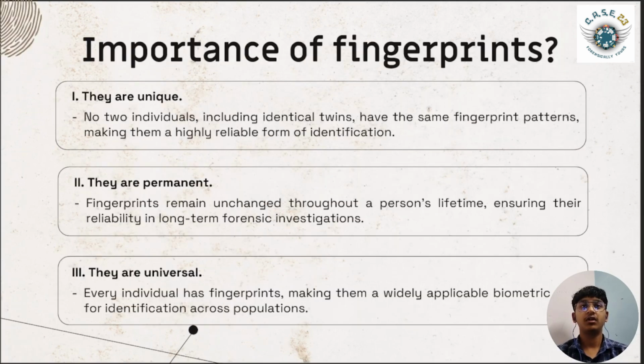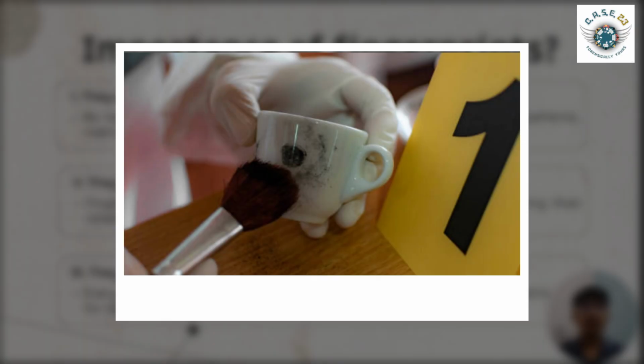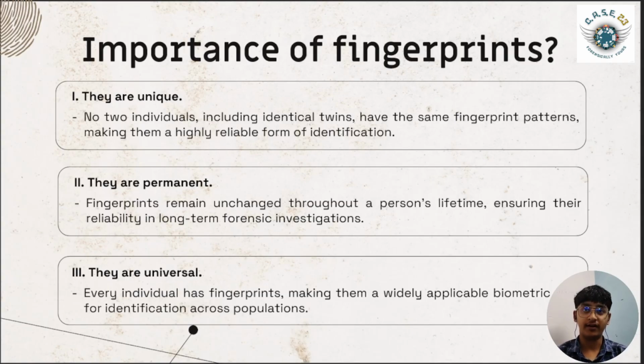Alright, let's talk about why fingerprints are such a big deal in forensic science. You might be wondering, out of all the things we could have used to identify someone, why fingerprints? First up, they are unique. No two people on this planet, not even identical twins, have the same fingerprint patterns. Think about that. You could have a twin who looks exactly like you, but your fingerprints are completely different. That's why fingerprints are so powerful in criminal investigations. If a suspect's print is found at a crime scene, there's no denying they were there.